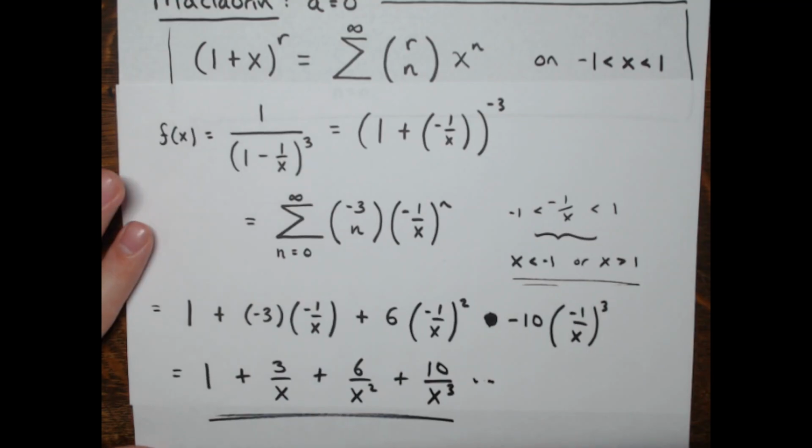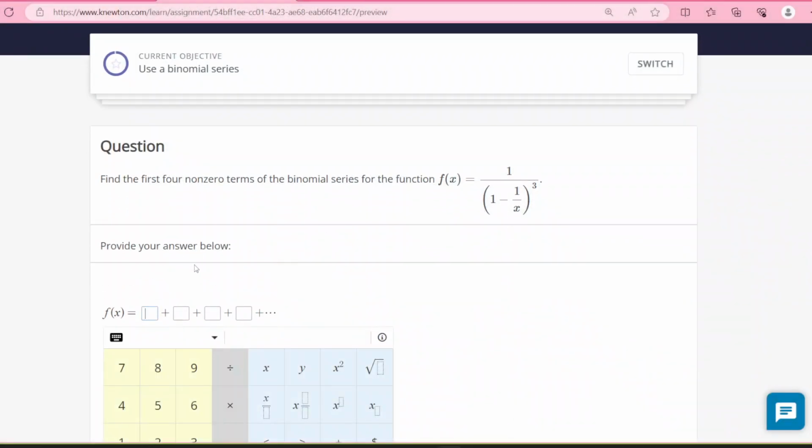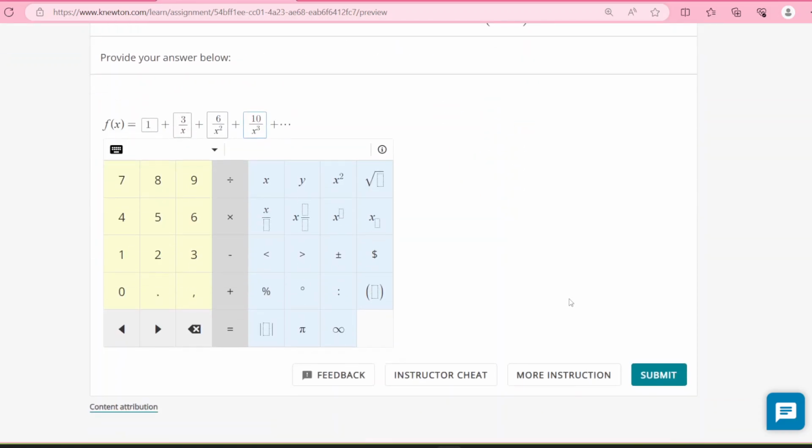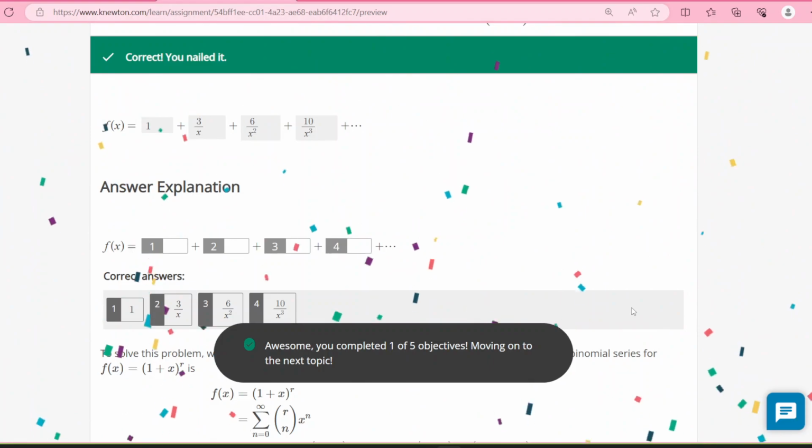But this is all they want, right? These first 4 non-zero terms. So 1 plus 3 over x plus 6 over x squared. The last term here, plus 10 over x cubed. Great. All right, so that objective's done.